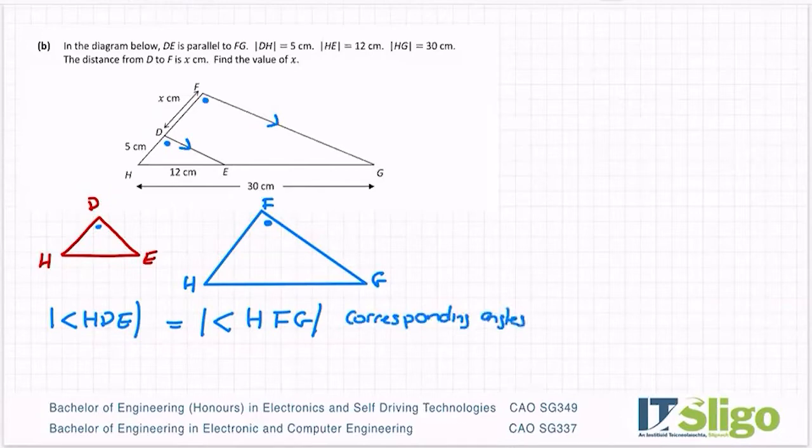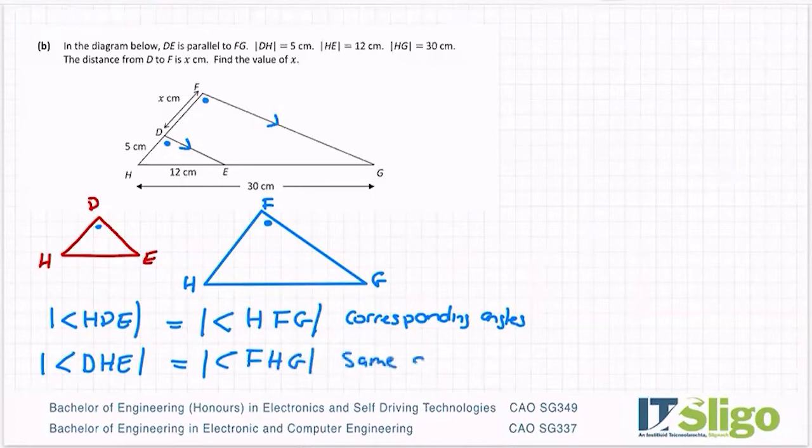Okay, right. The second one I'm going to say then is that this angle is equal to this one. Okay, why is that the case? So let me write it down first. So DHE, I just need the H to be in the middle. The angle FHG. Why? Well, it's actually the same angle, isn't it? It's just part of the two triangles. It's the letter H. So it's the same angle, part of the two.